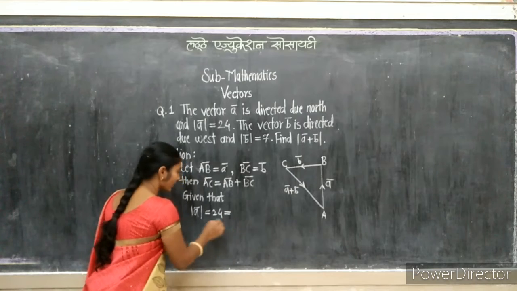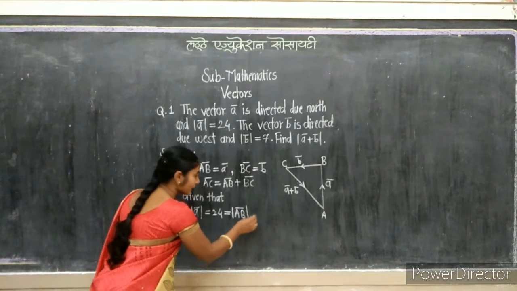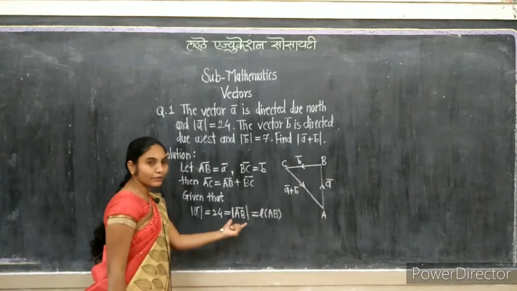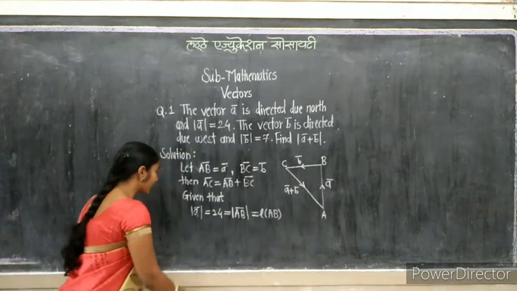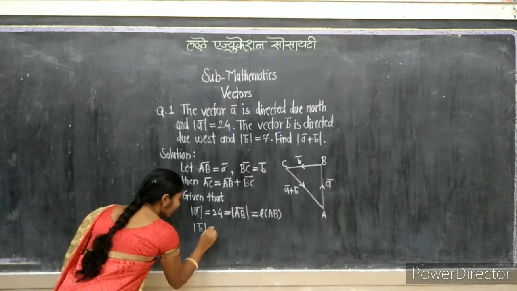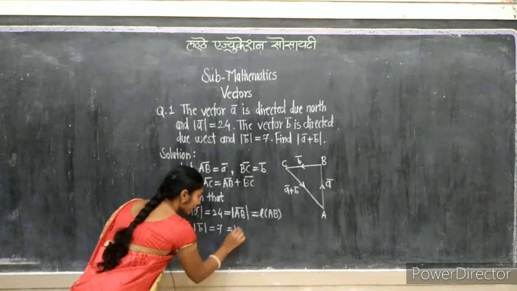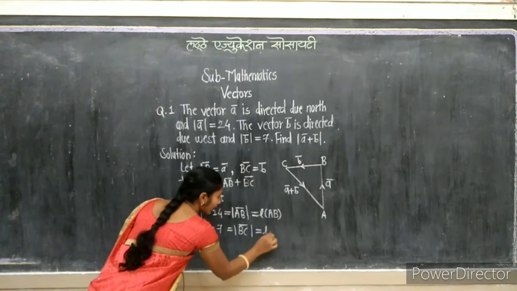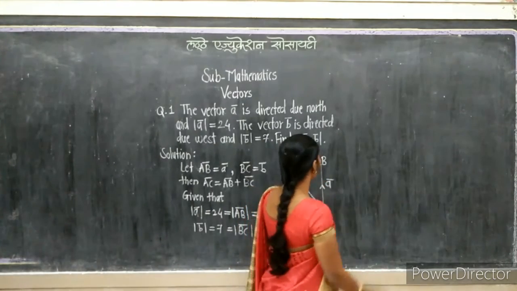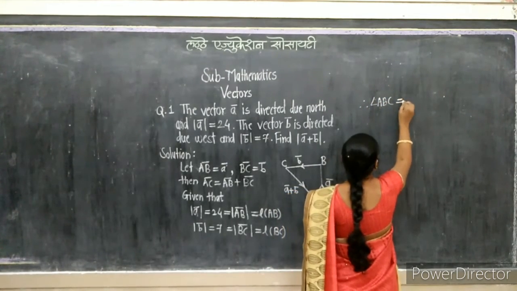Magnitude of A bar is AB bar, and magnitude of AB bar is equal to length of AB. By definition, magnitude of AB bar is equal to length of AB. Also given that the magnitude of B bar is 7, and B bar is considered as BC bar, so magnitude of BC bar is equal to length of BC. Then here we get the triangle ABC and therefore the angle ABC is 90 degrees.